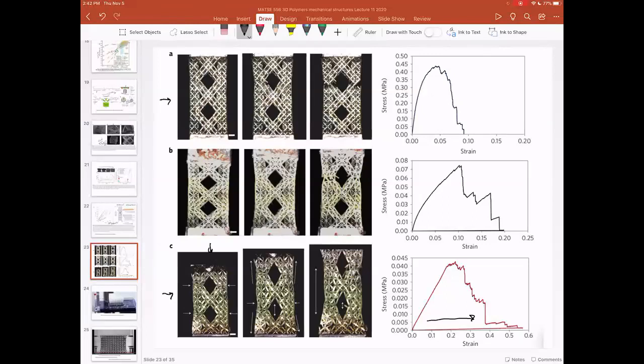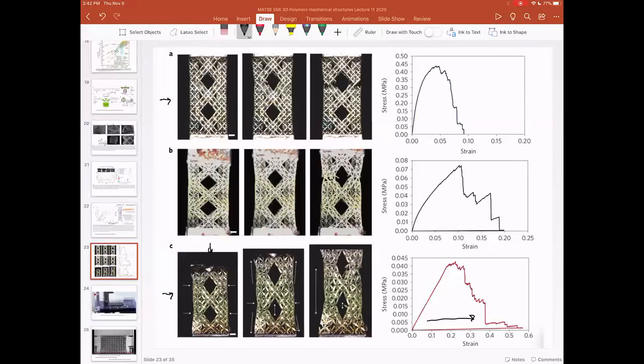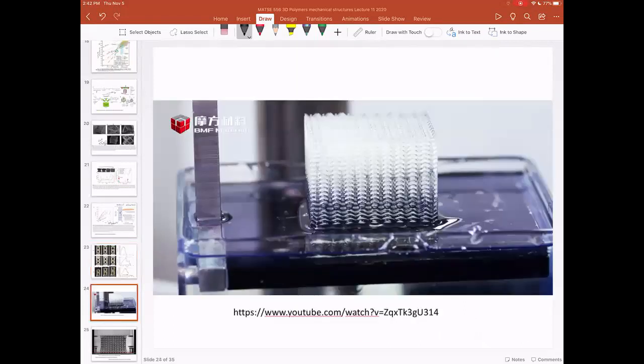And so we're going to talk about some very specific cases of designing deformation of structures, which is the idea of architecting materials, or is the idea of mechanical metamaterials. Any questions on this?